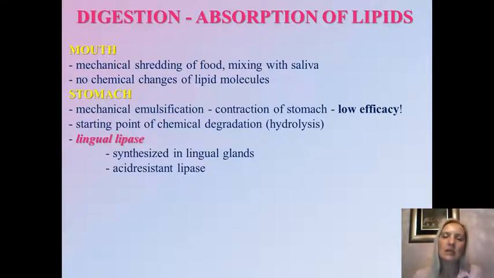First, it's lingual lipase. This enzyme is synthesized in lingual glands, but it's not activated in saliva, it's activated in the stomach, where we have an acidic pH. You know that very well because of the presence of hydrochloric acid. So this enzyme is the so-called acid-resistant lipase, so it's active in acidic medium.